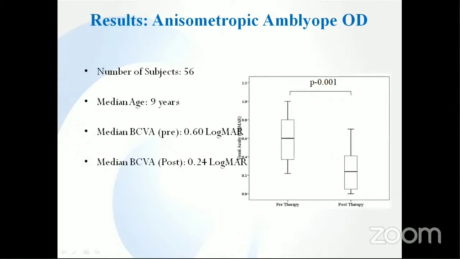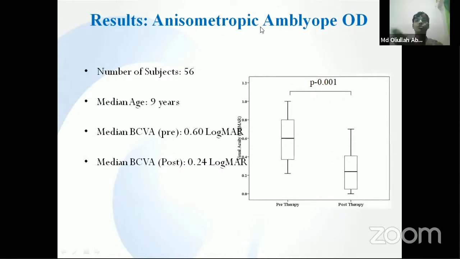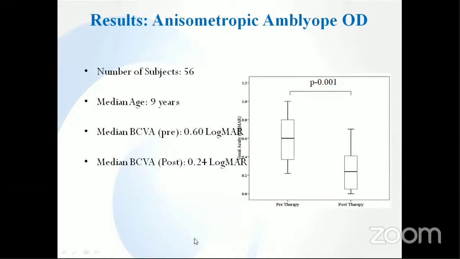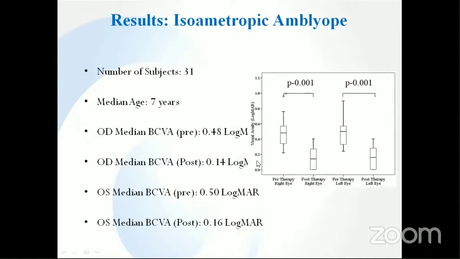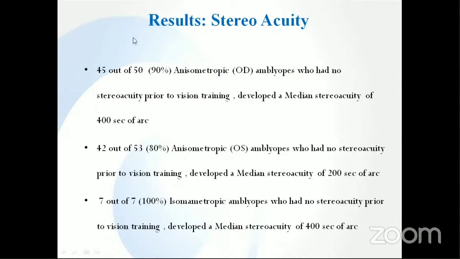If you see, there is a group of patients who are anisometropic amblyopes in the right eye. They improved 4 lines of visual acuity by the end of only 20 sessions. 20 sessions is only 4 weeks. So in 4 weeks' time, 4 lines of visual acuity improvement happened. For the left eye, also a similar improvement. And in patients with both eyes involved, there is similar improvement too. So 3.5 to 4 lines of improvement at the end of a month's program, a 4-week program, patients were able to attain.